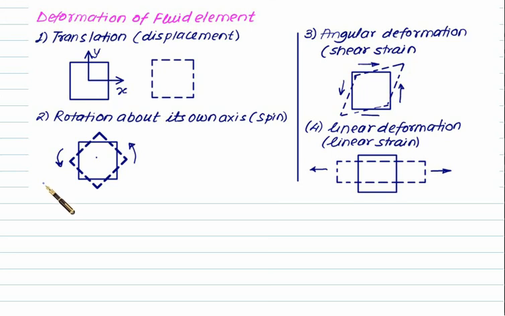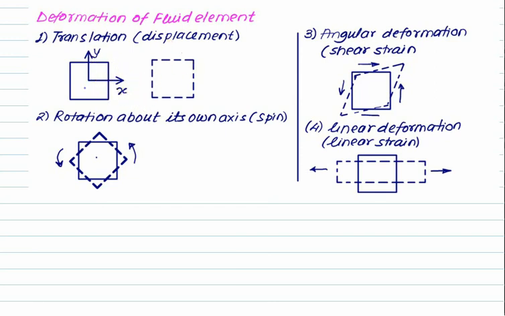In fluid kinematics, we'll discuss the streamline, path line, streak line, stream function, velocity potential, flow nets, rotational and irrotational flow. So, deformation of a fluid element. There are four types of deformation of a fluid element.